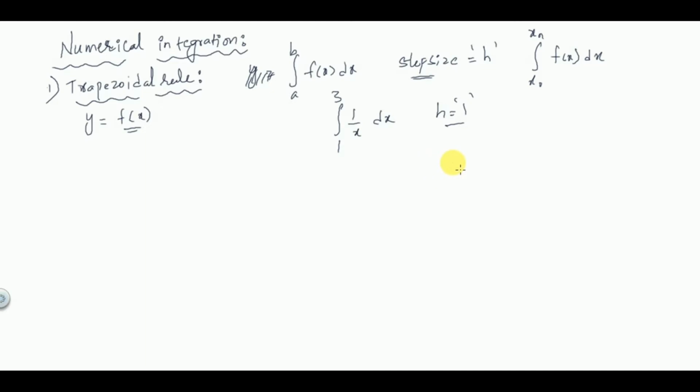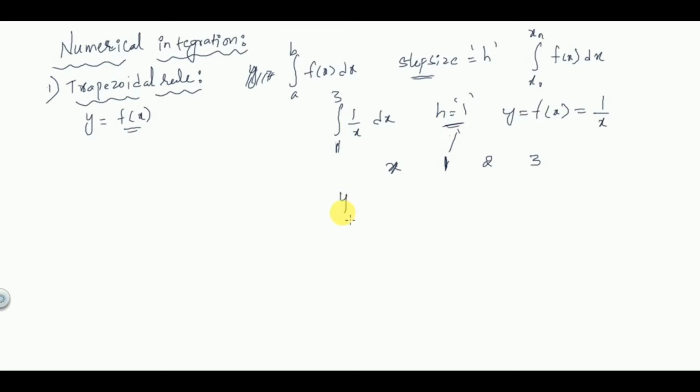What you have to do here is first consider y is equal to f of x, which is 1 by x. The limits are from 1 to 3 with a step size of 1. The lower limit 1 you write first as the value of x, then add the step size: 1 plus 1 gives 2, and 2 plus 1 gives 3, which is the maximum limit. These are the values of x possible for this step size.